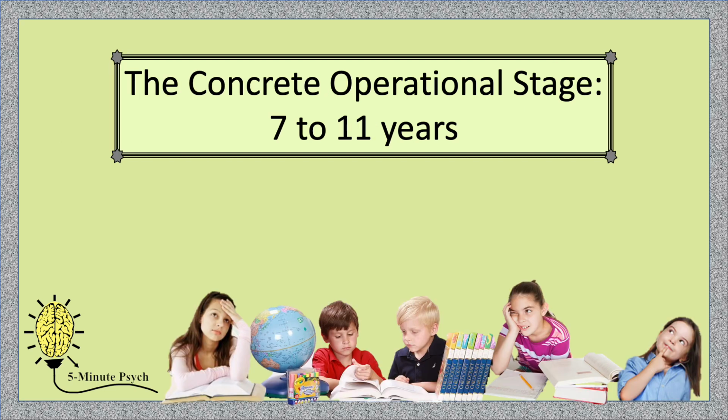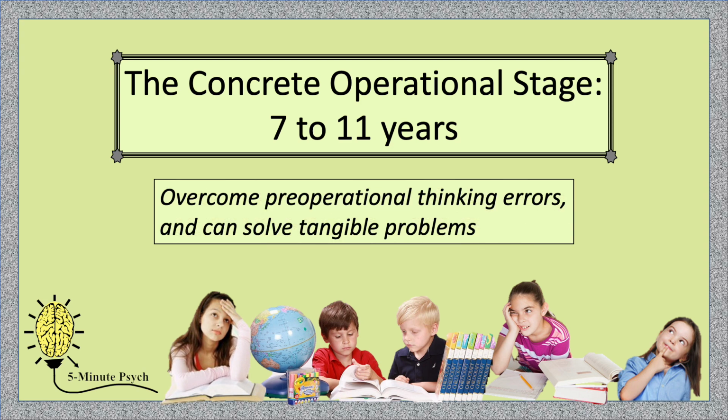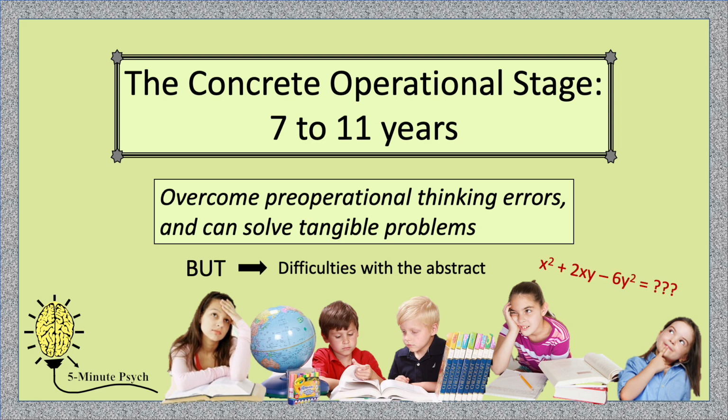In the concrete operational stage, children from 7 to 11 years can now overcome those conservation errors, and they don't suffer from egocentrism anymore either. They can perform basic mental operations that involve tangible problems and situations, but they have difficulty with the abstract. Things like algebra would be difficult here, where you have to be willing to believe that X, a letter, could represent a range of different numbers.